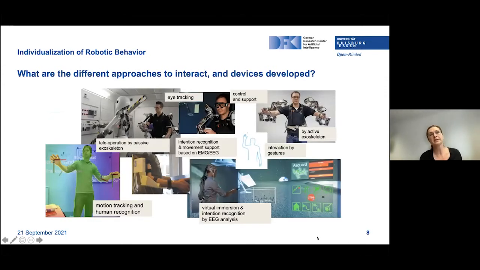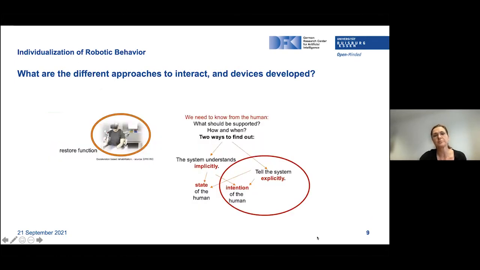So to interact explicitly, you need interfaces. But not only for the explicit interaction, you also need interfaces for the implicit one, because you want to read data, you want to read brain data, you want to analyze brain data, you want to read mimic gestures and so on and so forth. So you do need technical devices to allow this. And these are just some examples of what we developed in the past at our institute. And there are many, many more, right? So this is really, really important.